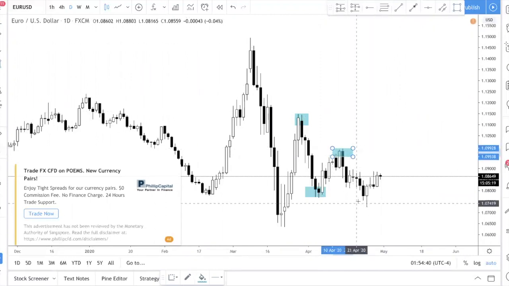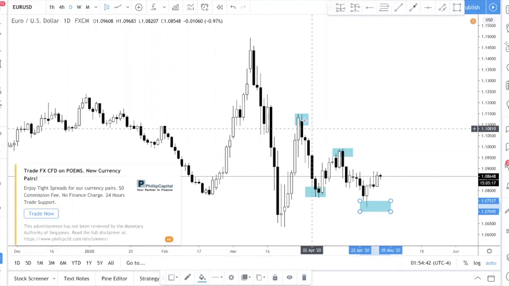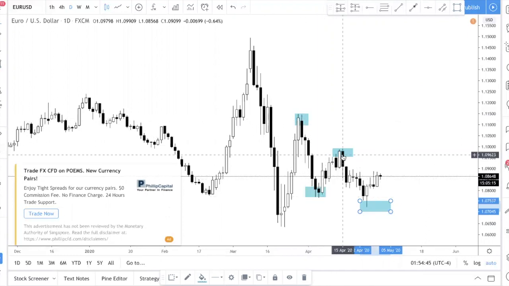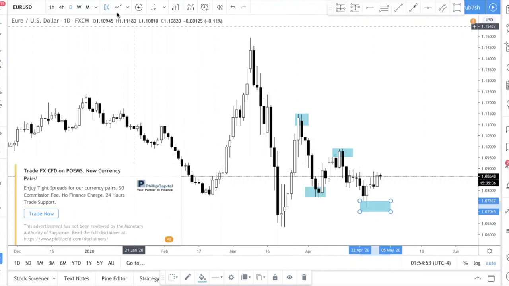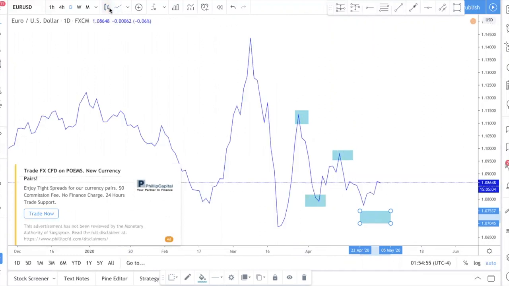So how do you identify it? You just look at the swing points. In this case, you have a high, you have a low, you have a lower high, and you have a lower low. Very simple. But this is something that you need to always be doing. If you cannot see it, or it's a bit confusing, change to the line chart. The line chart will help you.